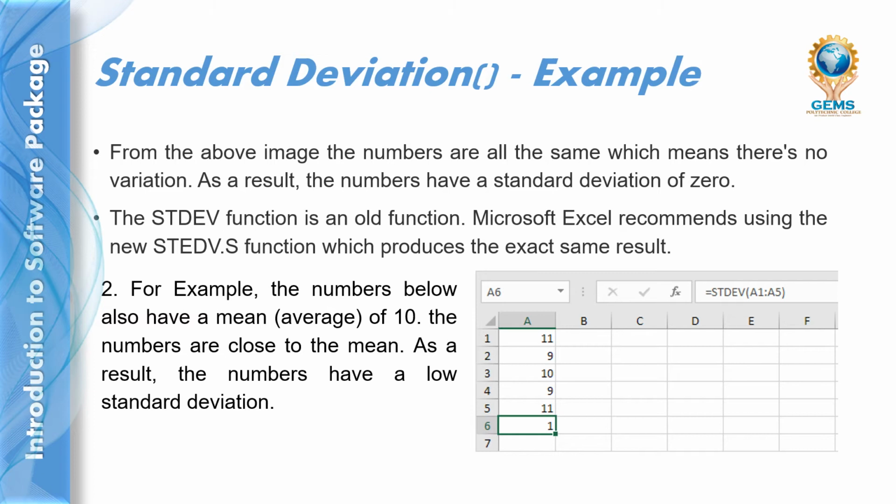So for example, the numbers below also have a mean or average. It will calculate the average, and the numbers are close to the mean. As the result, the numbers have a low standard deviation. So what is the output for the syntax equal to STDEV of the range A1 to A5? What is the output? 5.1, because the numbers are close to the mean, that is the result. The numbers have a low standard deviation.